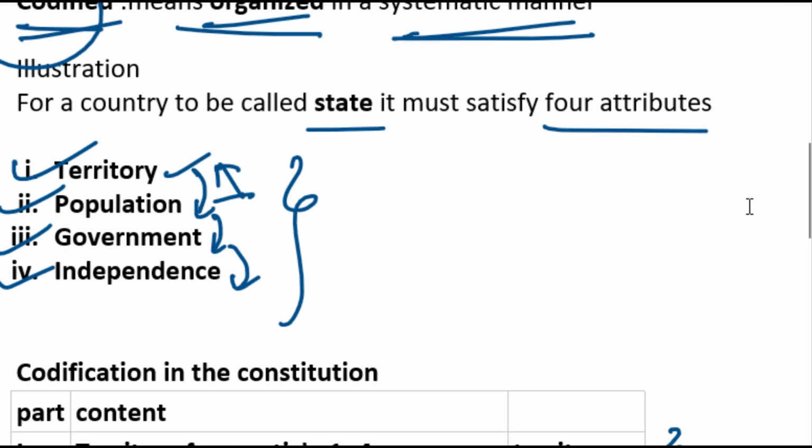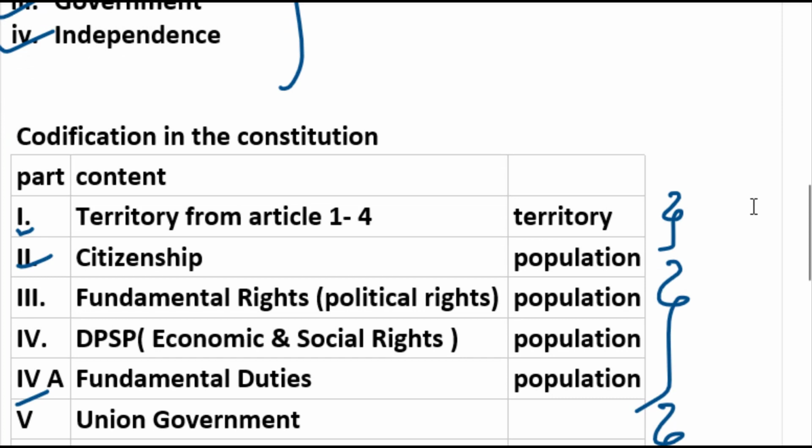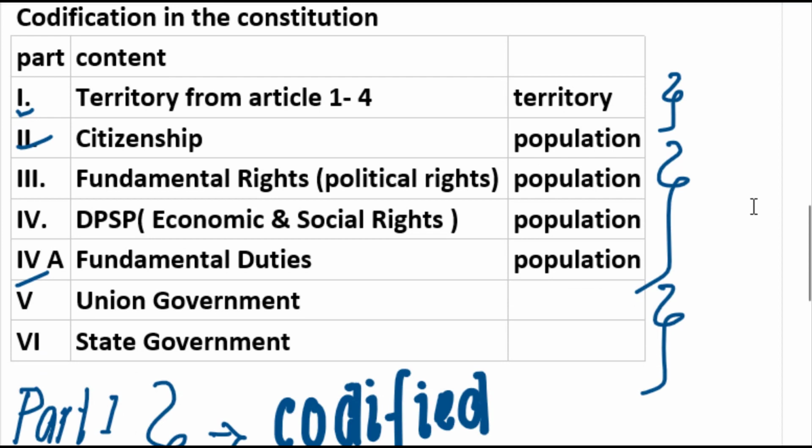and to understand this, we took the example of the attributes of the state. We saw that the state has 4 attributes, namely the territory, population, government, and the independence, and that too in this chronological order. So we understood that it is this chronological and logical order which is what we mean by systematic arrangement. So having understood that being codified means systematic arrangement, we started investigating if the provisions of the Constitution are also codified or not. So we looked at the first part.